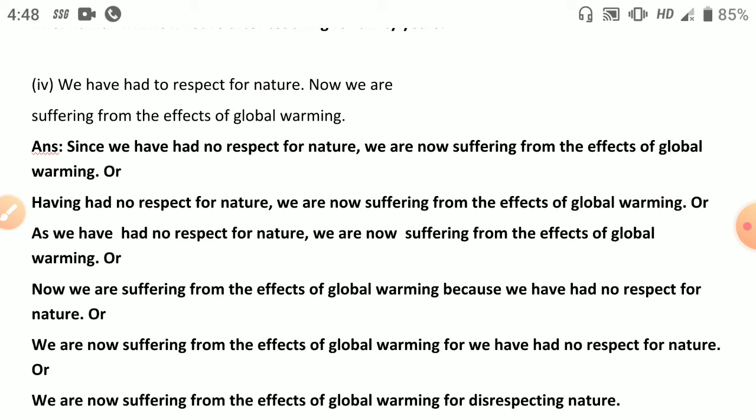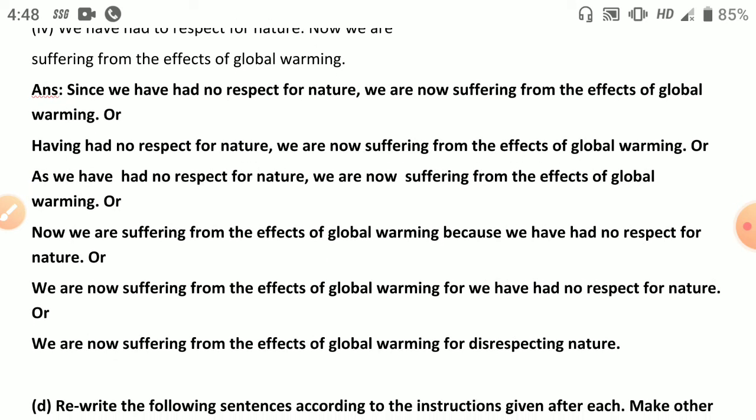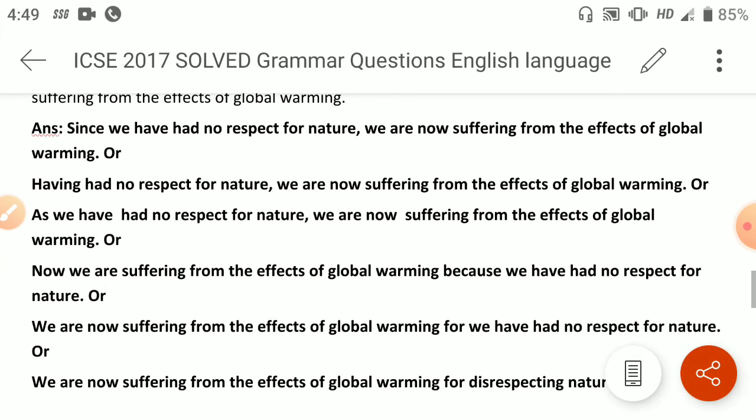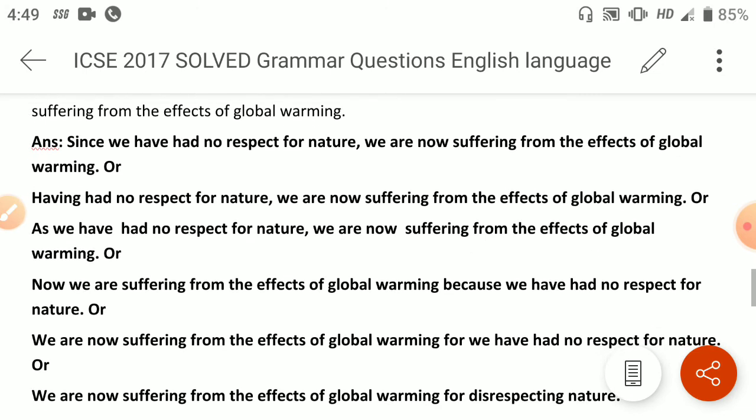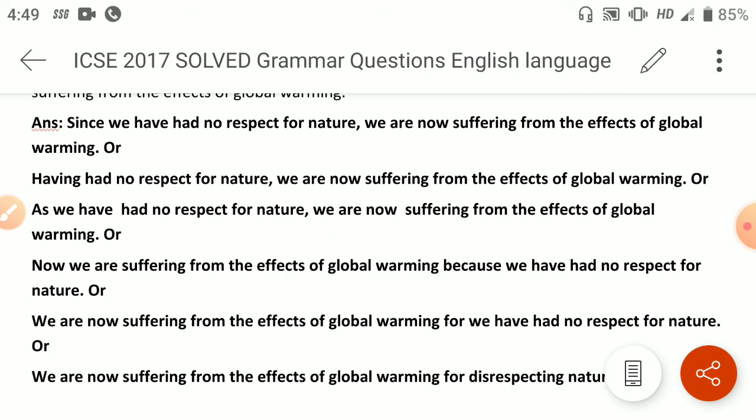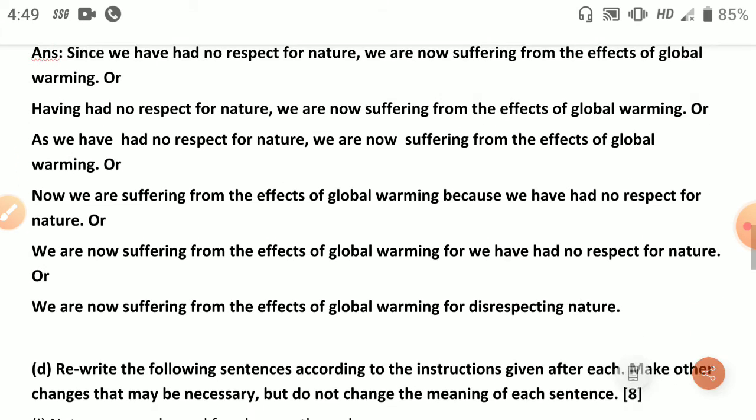As we have had no respect for nature, we are now suffering from the effects of global warming. Now we are suffering from the effects of global warming because we have had no respect for nature. We are now suffering from the effects of global warming for we have had no respect for nature. Another, we are now suffering from the effects of global warming for disrespecting nature. This is a new word that you're introducing, but an easy one would be since we have had no respect, or as we have had no respect for nature, or because we have had no respect. That one is a simpler one.